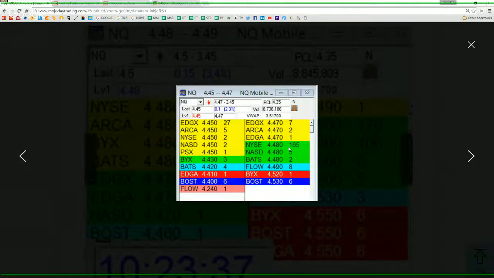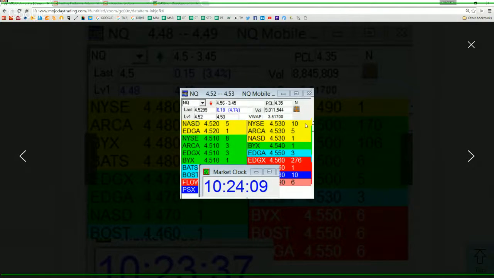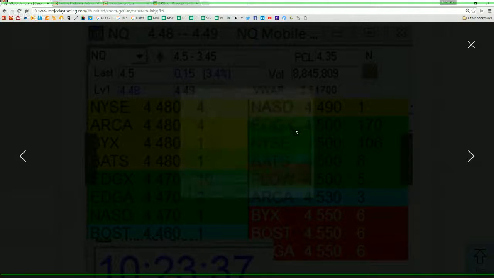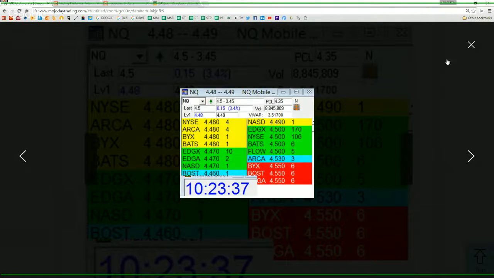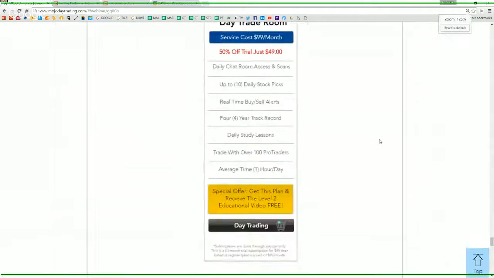Here's the same thing. 4.50. See the signal at 4.48? Done. It's called mini Heinz. Boom, 4.53. There's the signal. Boom. It's called mini Heinz.